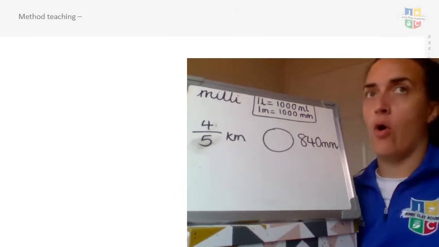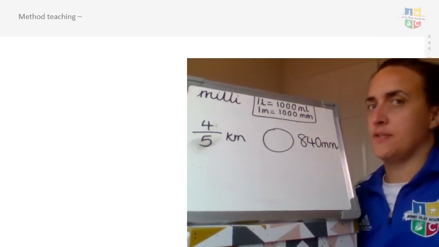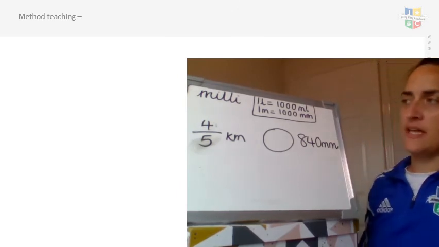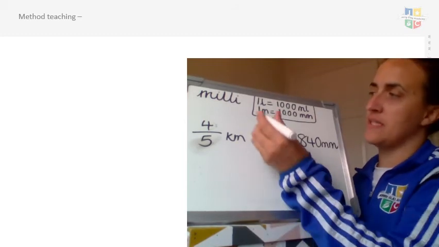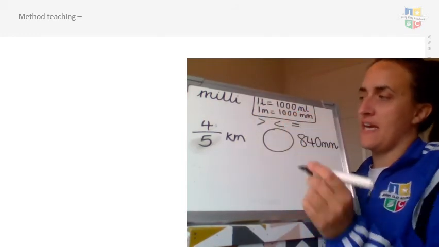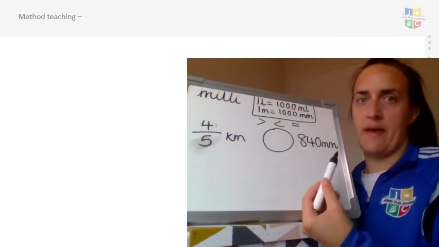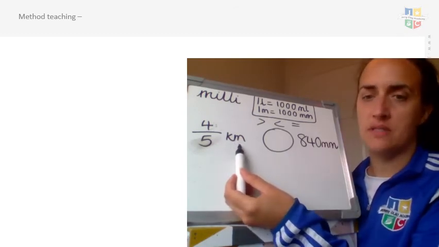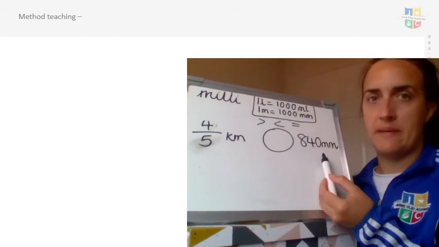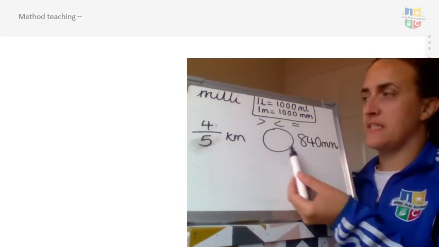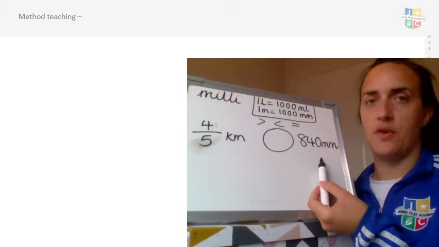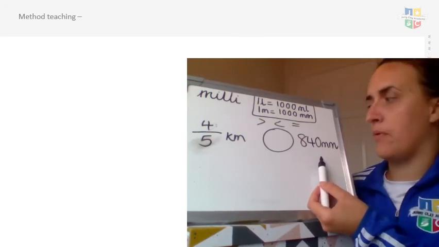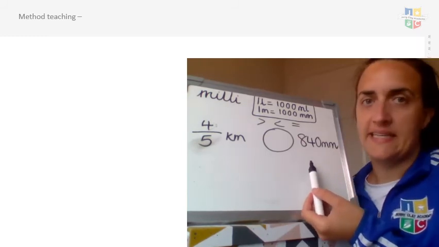And finally, bringing in all of our skills from measurement so far, we have questions a little bit like this, where we have to use again our comparative signs to compare these two amounts. So 4/5 of a kilometre, is that larger or smaller than 840 millimetres? So they're in two completely different units of measure, but we can make them both into metres quite easily.